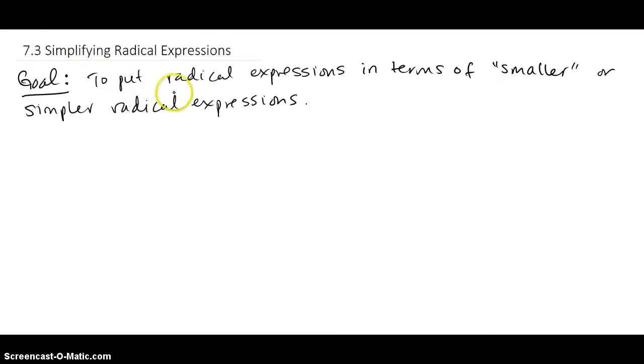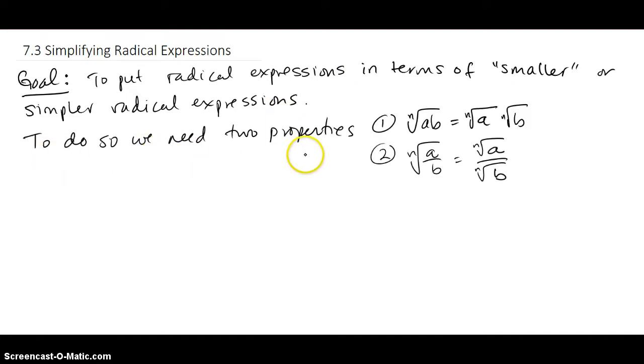Our goal for this section is to put radical expressions in terms of smaller or simpler radical expressions. To do so, we're going to need two properties. And the properties basically say that if I have A times B, I can split it into two pieces. So basically split the radical into two. Or if I have A over B under the radical, I can split it into two different radicals. And again, this only applies to multiplication and division, not addition or subtraction.